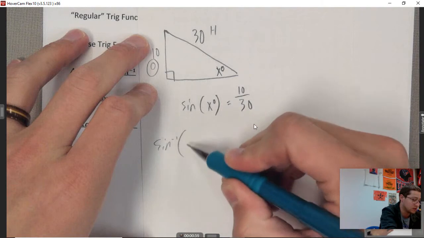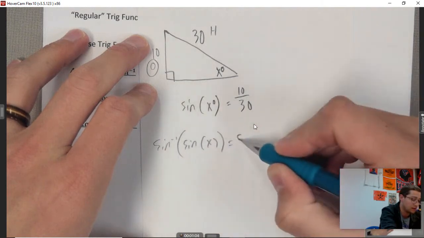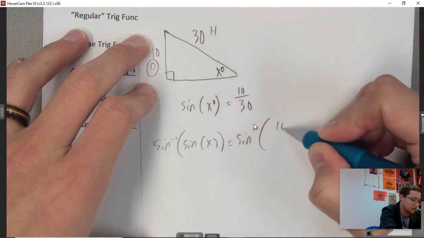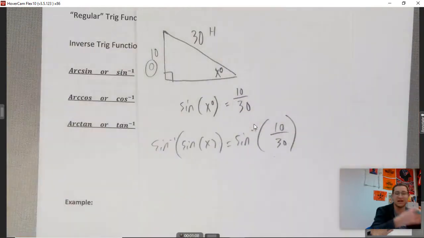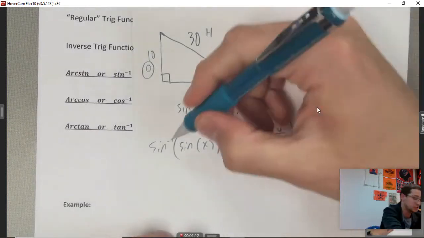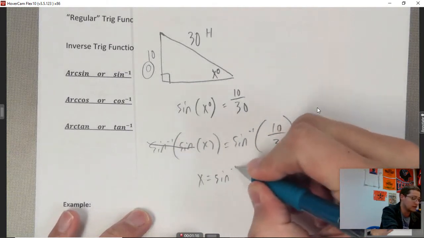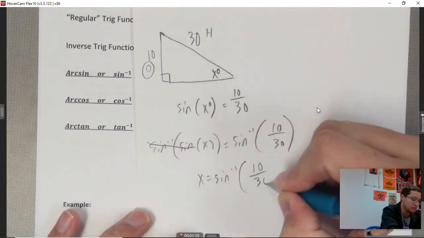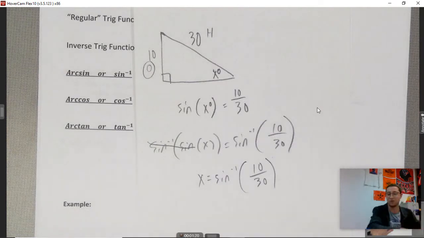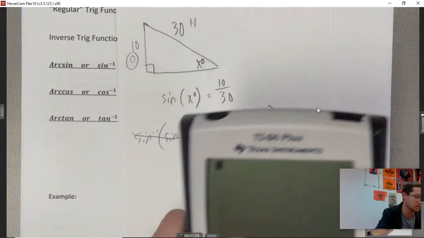So we're going to do inverse sine of that, and then inverse sine here. We apply that to both sides, and then maybe you have no idea what that is, but essentially these cancel, and you get x is equal to sine inverse of 10 over 30, and then you get out an angle. Now that brings up an important point that we will talk about later.